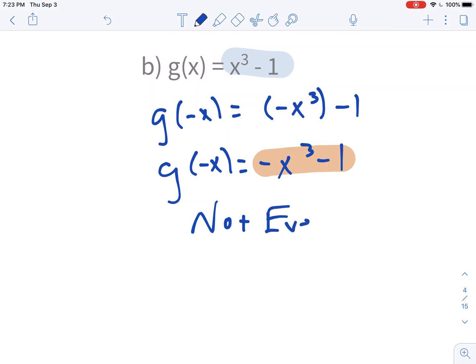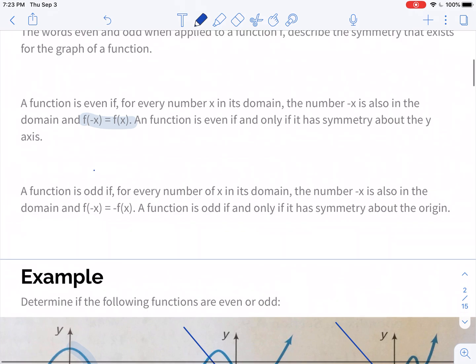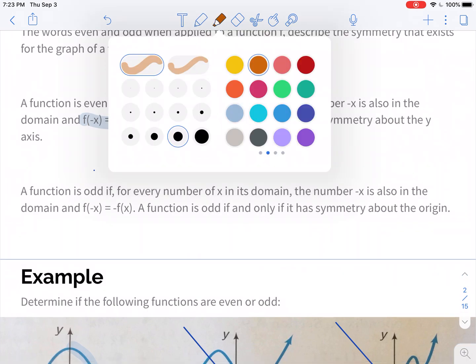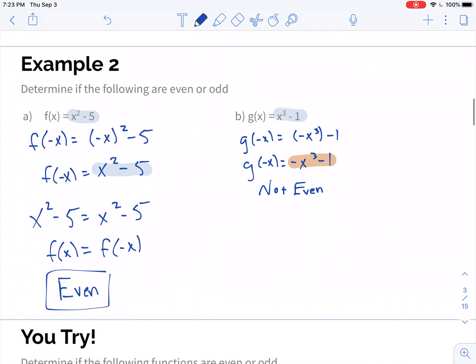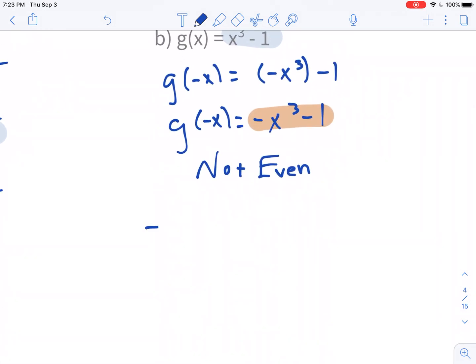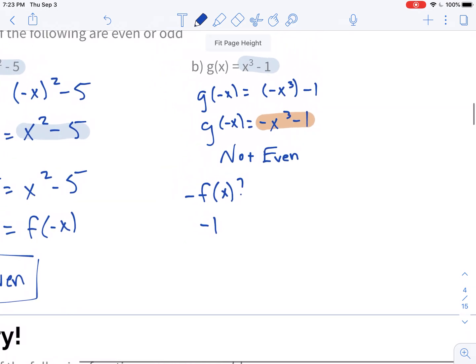Well, if it's not even, then I'm going to go into my test for odds. But what should my test for odds be? Let's go back up and look at this function. To figure out if you have an odd function, f of negative x has to be equal to negative f of x. I don't have negative f of x yet. All I have is f of negative x and f of x. I need to figure out what is negative f of x. Well, negative f of x just means you multiply f of x by negative 1.